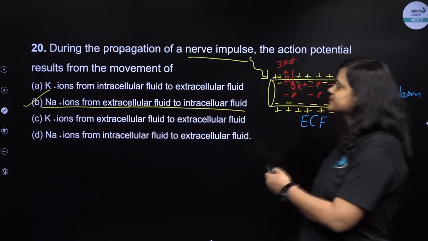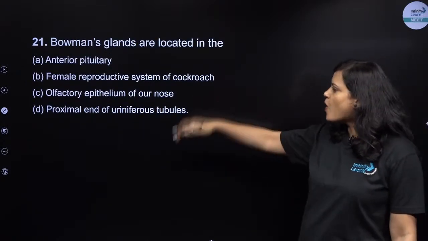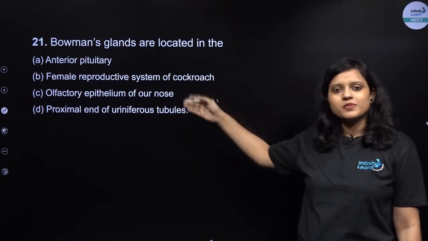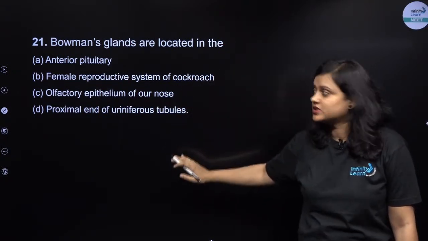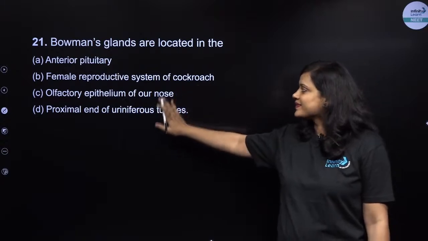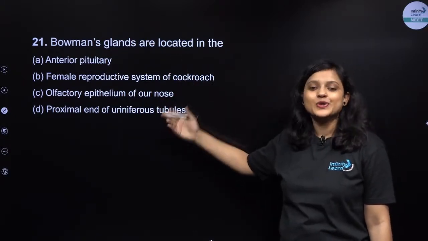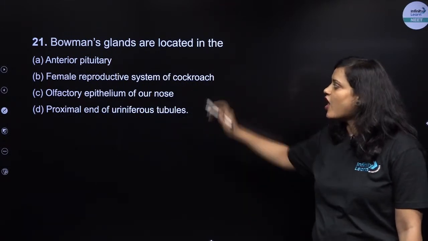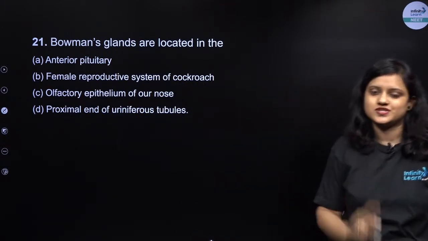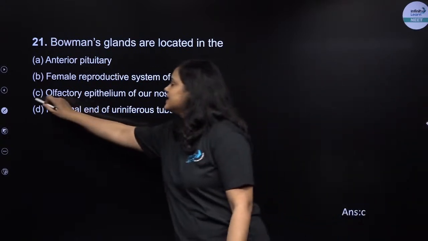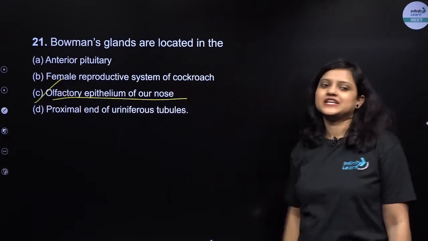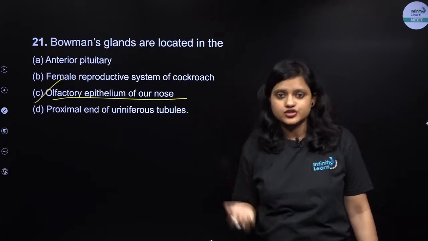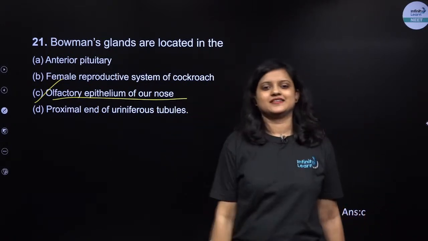Okay? Next question. Bowman's gland are located in. They are asking about Bowman's gland and not Bowman's capsule. Don't answer kidney, okay, don't answer uriniferous tubule. Bowman's gland is located in the olfactory epithelium of nose. Okay, it is present in the olfactory epithelium of nose, and olfactory epithelium is related to olfaction. Olfaction means smell. Okay.